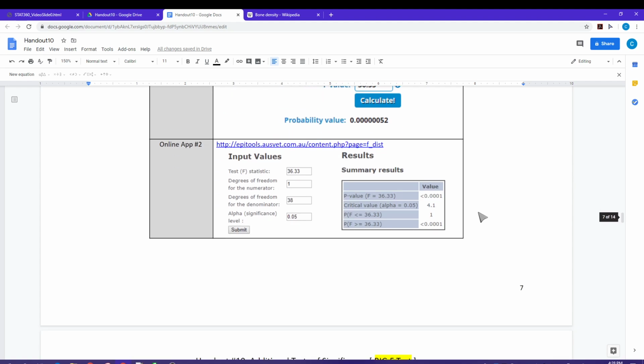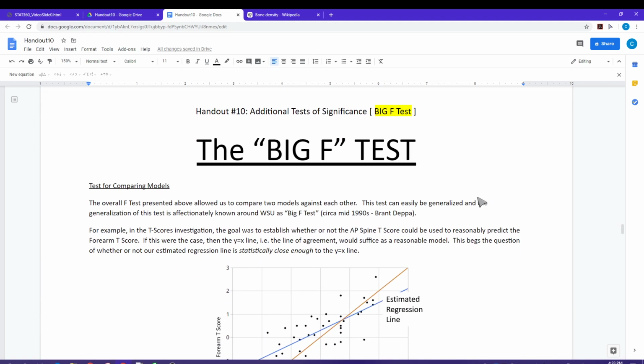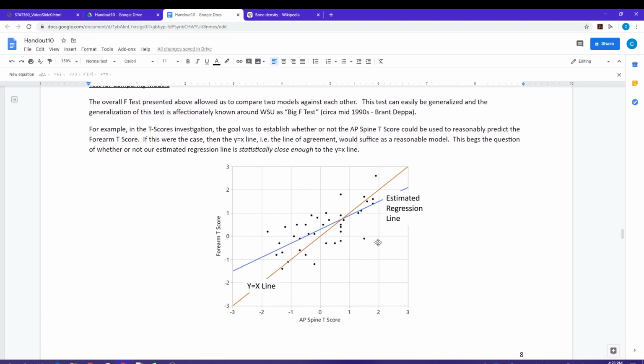Okay, so let's extend beyond the standard test. So what that overall F-test really allows us to do is to compare two models against one another. The two models that I was interested in were just a mean model and then a regression model, the estimated regression model. But this test, that overall test, can easily be generalized. So I can test any two models against one another. Now, one model has to be a subset of the other, but we'll talk about that in a minute.